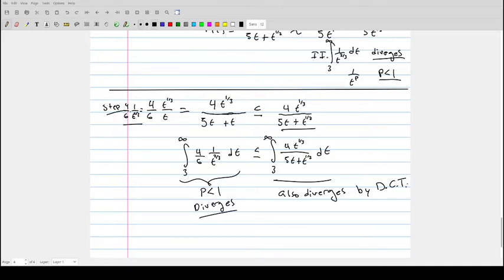So there you have it. There are two good examples of how to use the direct comparison test. And we have one more test that we want to discuss in this lecture. The next test is called the limit comparison test.